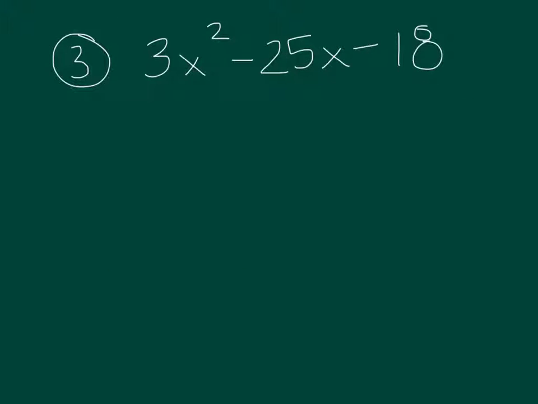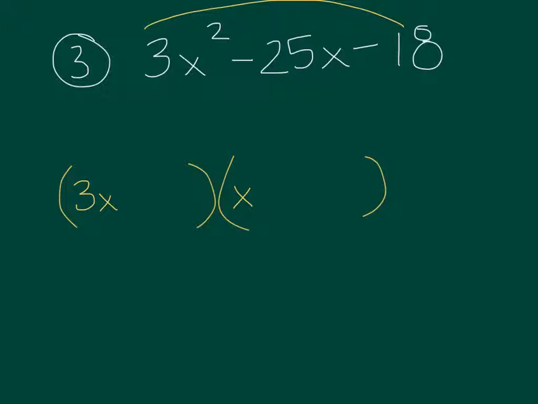All right, this one works a little bit differently. So same thing, going to draw your two parentheses, except now we want to get 3x squared, not just x squared. So that means we're going to put a 3x here, and 3x times x gives you 3x squared. Now we're going to multiply 3 and negative 18 together, and that gives me a negative 54.